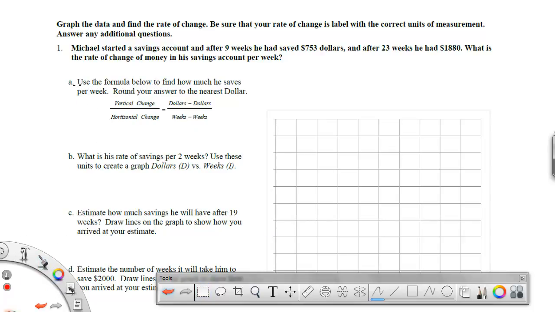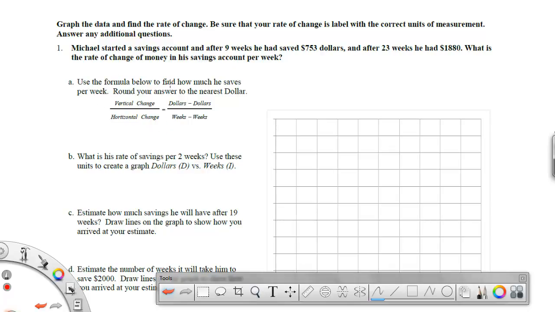Let me turn on my pen here. It says graph the data and find the rate of change. Be sure that your rate of change is labeled with correct units of measurement. Answer any additional questions. So number one, it says Michael started a savings account and after 9 weeks he had saved $753, and after 23 weeks he had $1,880. What is the rate of change of money in the savings account per week?